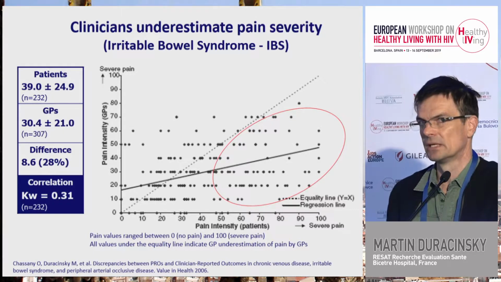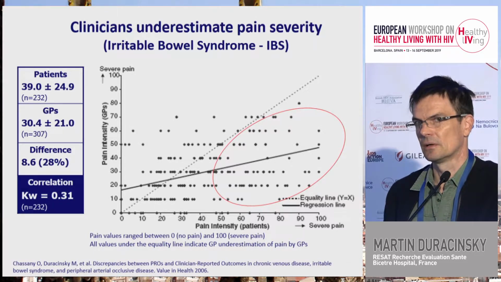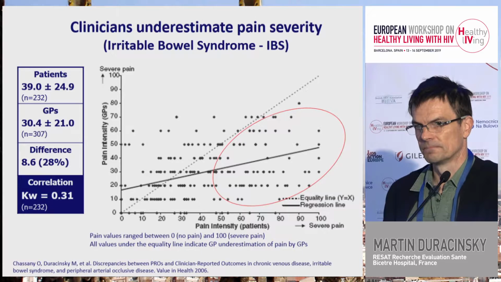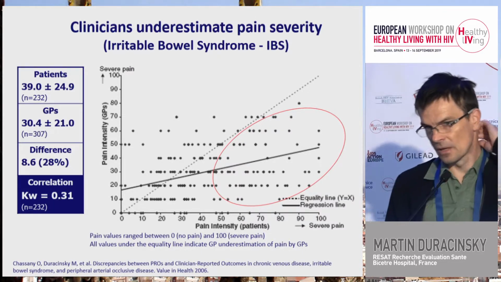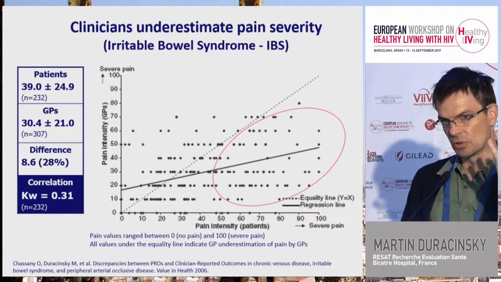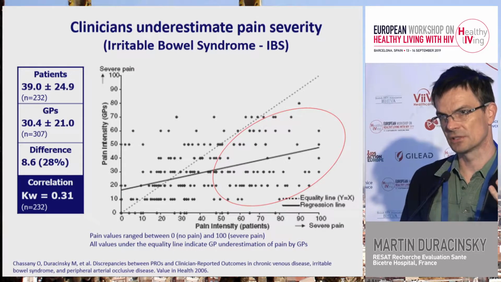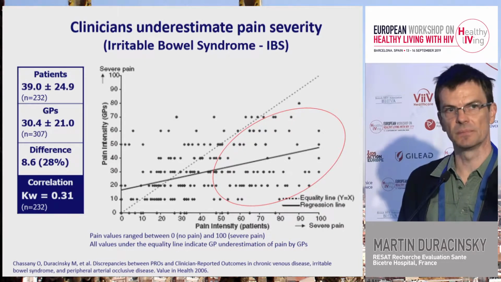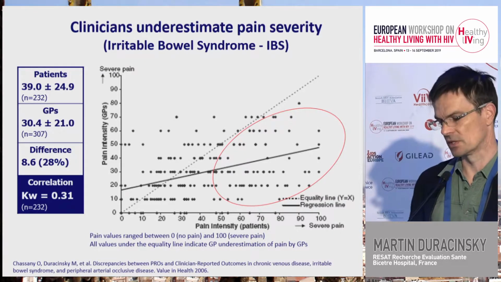We compared the body of the patient in venous insufficiency and more severe disease, and for the disease that doctors thought was more severe, they tend to overestimate the impact on the patient's life.